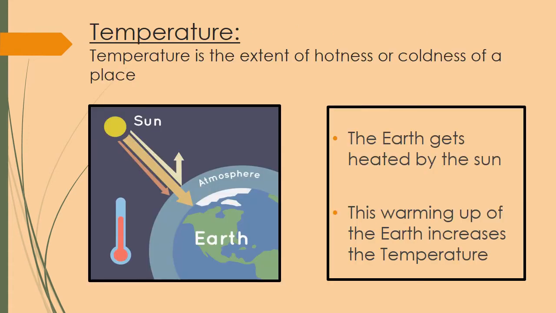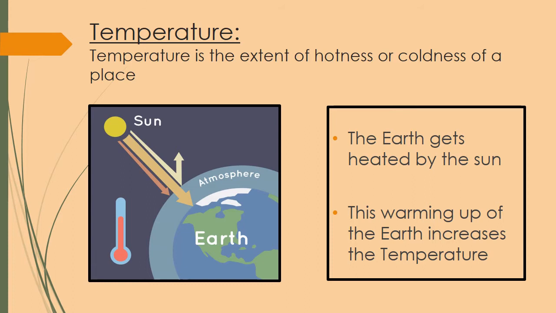Now, what do you mean by temperature? This is the first factor that affects the weather. Temperature is the extent of hotness or coldness of a place. It shows how hot a place is or how cold a place is. The earth gets heated by the sun. This warming up of the earth increases the temperature. It means temperature is the measure of energy present.